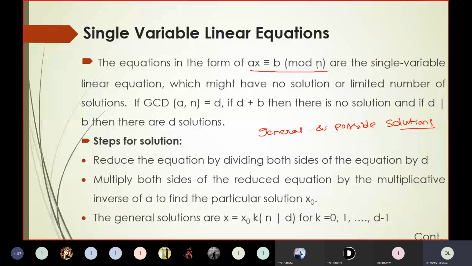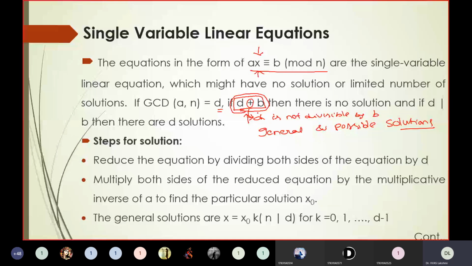Whenever we start the calculation of the x value, first we will check whether GCD of a and n is equal to d, and d does not divide b. This is the topic we are discussing in the first class of the mathematical concepts of cryptography. What is the meaning of d ∤ b? This is not the addition operation. It indicates d is not divisible by b.